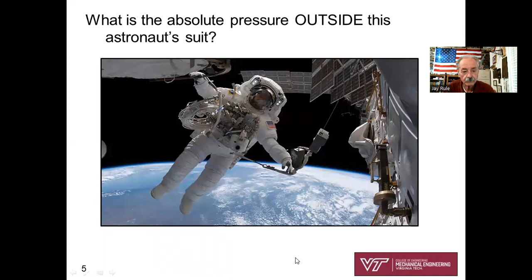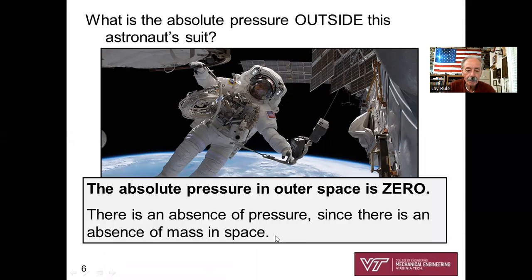Second question. What is the absolute pressure outside this astronaut's spacesuit? So outside the spacesuit, what's the pressure? So think about that. What's the absolute pressure out there in outer space? Okay, answer is the absolute pressure in outer space is 0. There's an absence of pressure in outer space. Okay, there's no atmosphere out there. In fact, there's an absence of pressure because there's an absence of mass in space. There's no gas floating around there, no oxygen, no CO2, no hydrogen, no nothing. So the absolute pressure in outer space is 0.